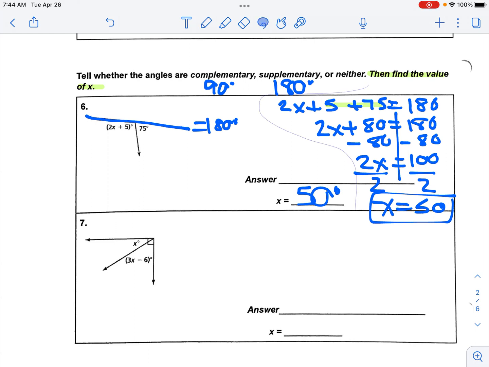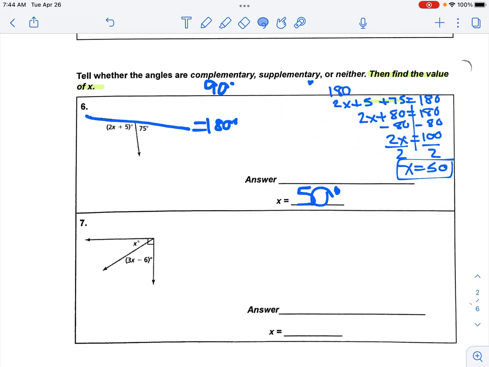And I'm going to make this a little bit smaller and scooch it over there. Okay. And the first question was tell whether they're complementary, supplementary, or neither. So since they form a straight line, these would be supplementary.